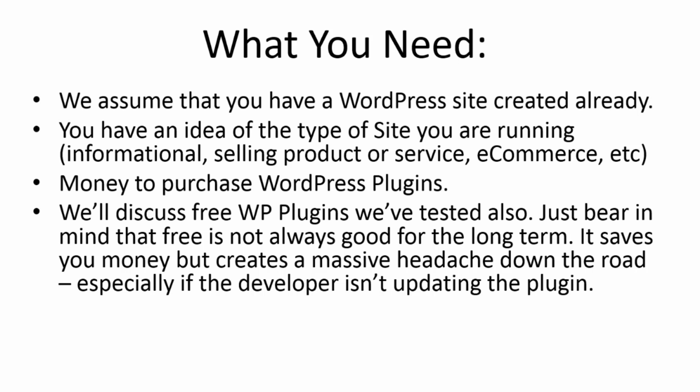If you don't have an idea and you're just watching this course to get an idea of how you can automate your WordPress site in the future, then you need to understand which one of these categories it fits under. Like I said earlier: informational, selling a product or service, e-commerce, or membership site. And of course, you'll need to have some money to purchase WordPress plugins. Like I said, some of these are free, but some of these will cost money. What we're trying to do here is just tell you the plugins that we have tested so that you don't have to test them yourself.